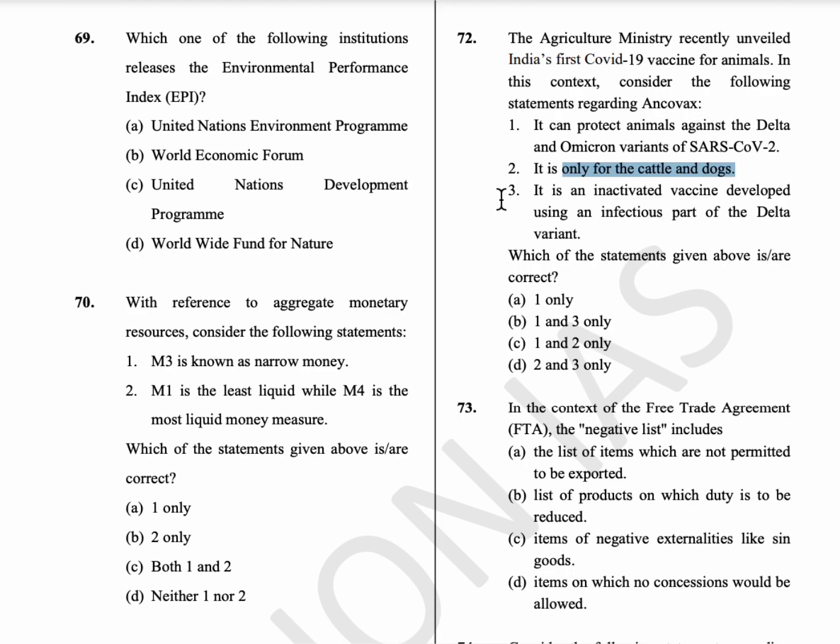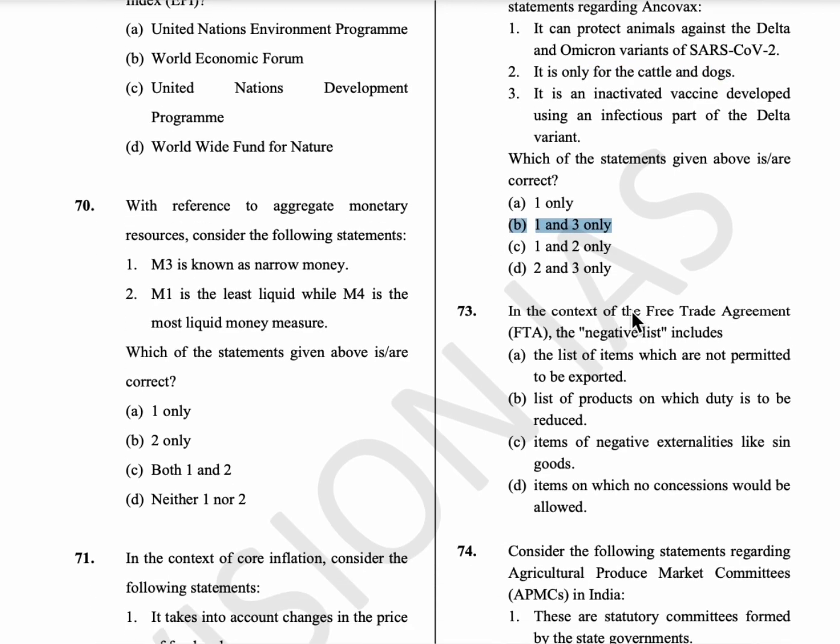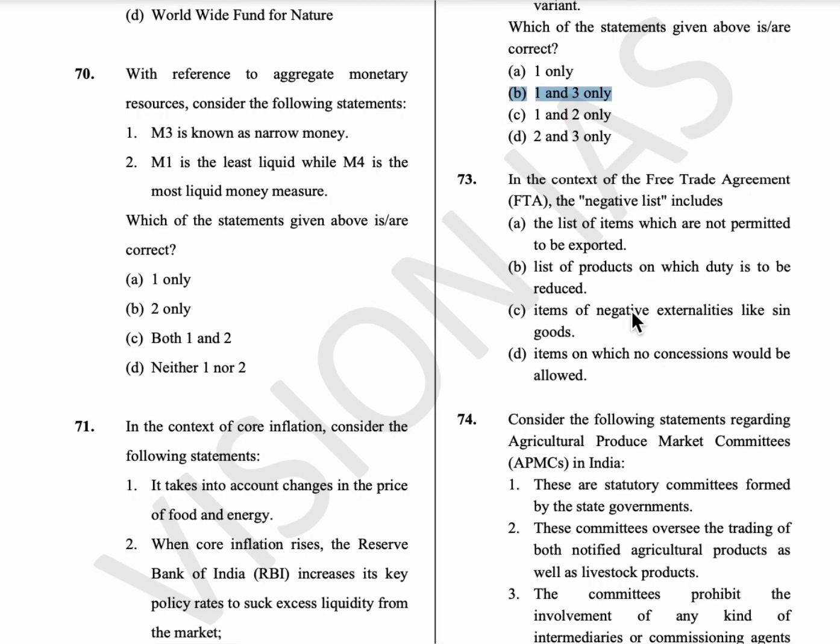Third statement is, it is an inactivated vaccine developed using the infectious part of the Delta variant. So 1 and 3 statements only are correct. So option B. 73rd question, in the context of free trade agreement, the negative list include.